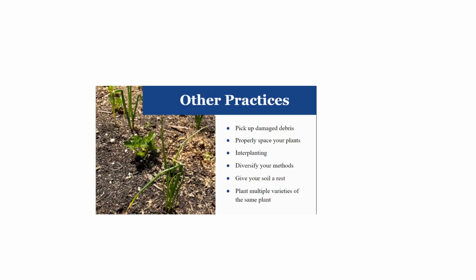Other practices: picking up debris, if something's damaged making sure that you're tending to that, properly spacing your plants. You don't want things on top of each other. In this photo, you're seeing interplanting, where you're planting different species. They don't necessarily benefit each other, but they can grow next to each other because their sizes are not going to be so massive that they're impeding each other's growth, and they're not using the same exact resources. So it's just a net zero interaction.